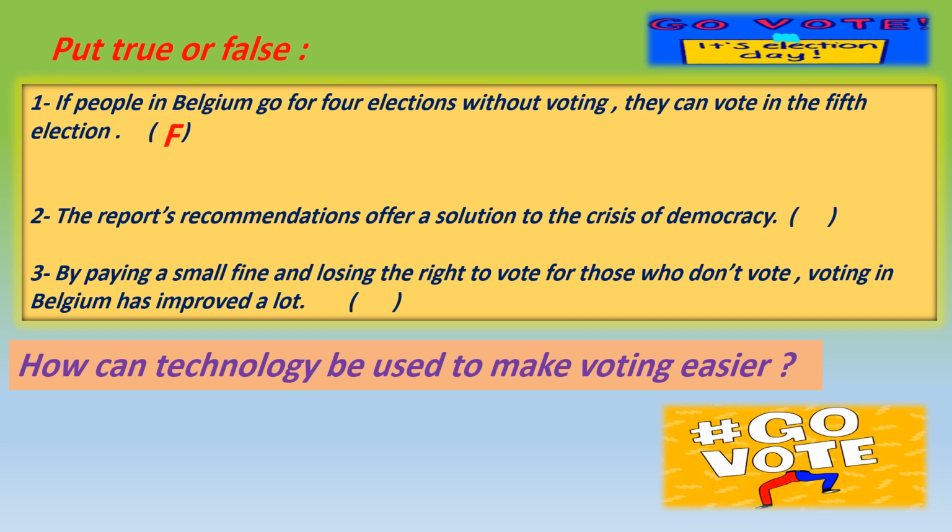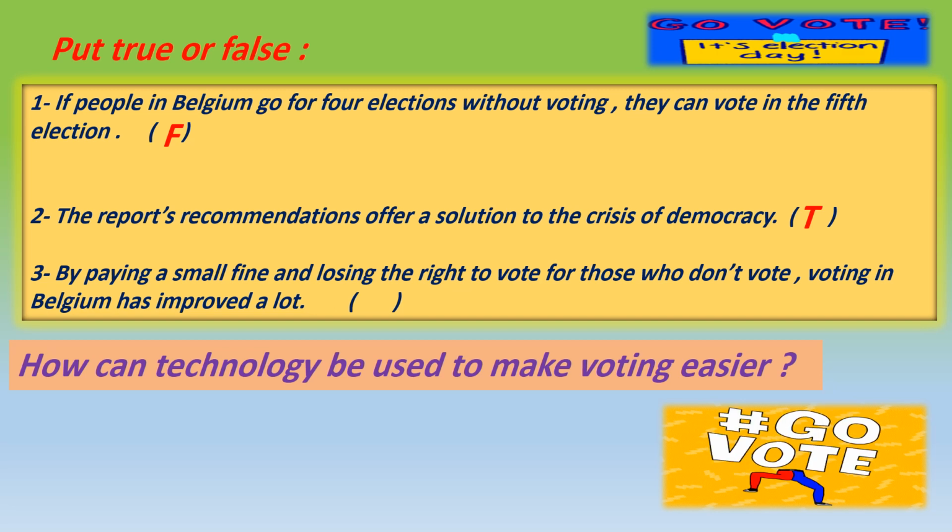Number 2. The report's recommendations offer a solution to the crisis of democracy. This is true. Number 3. By paying a small fine and losing the right to vote for those who don't vote, voting in Belgium has improved a lot.